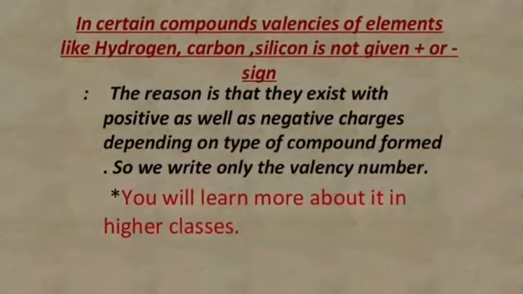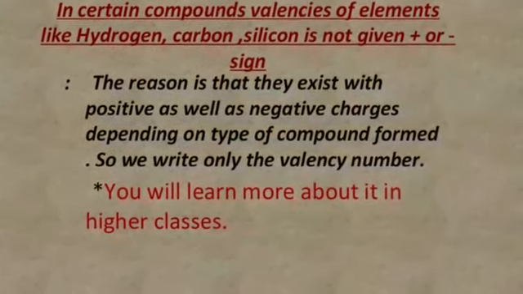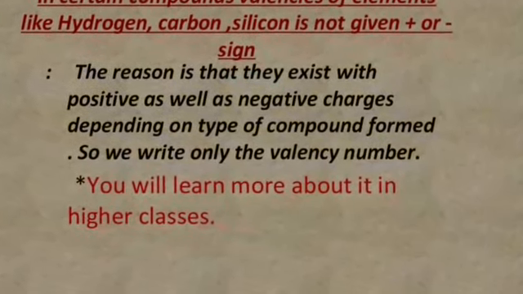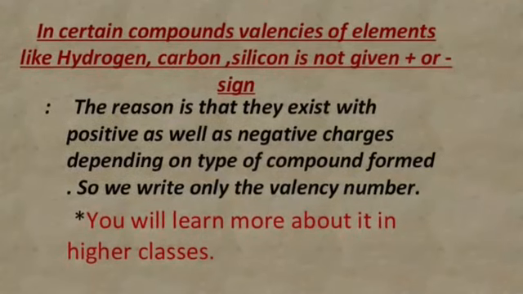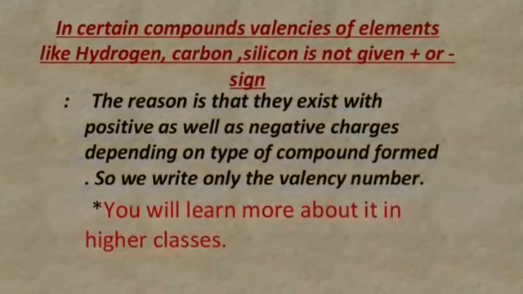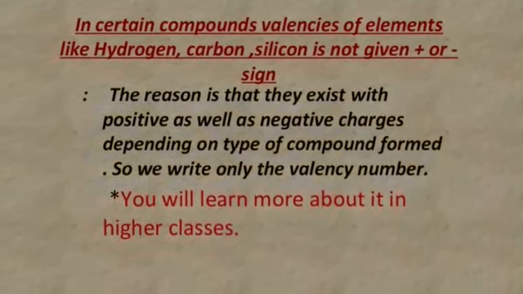In certain compounds, valencies of elements like hydrogen, carbon, silicon are not given the plus or minus sign. The reason is that they exist with positive as well as negative charges depending on the type of compound formed. So, we write only the valency number. More of it in detail you will be studying in higher classes.